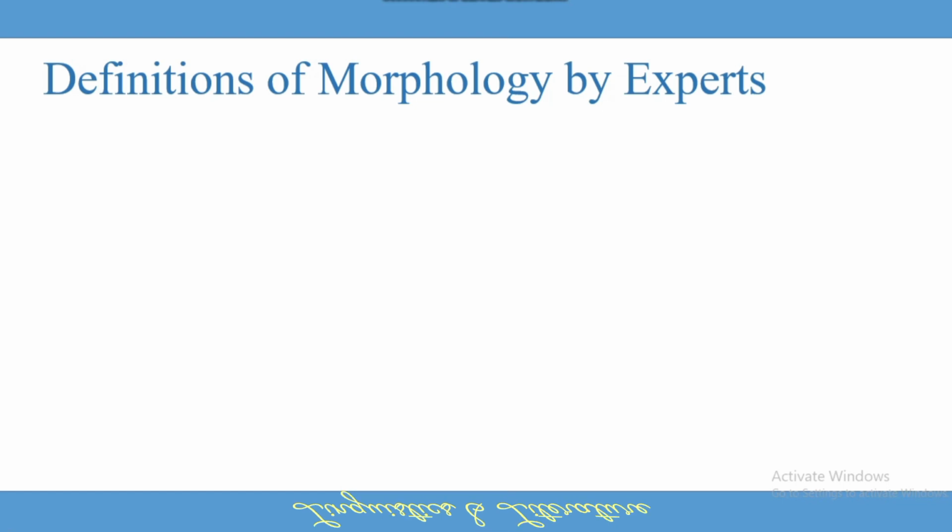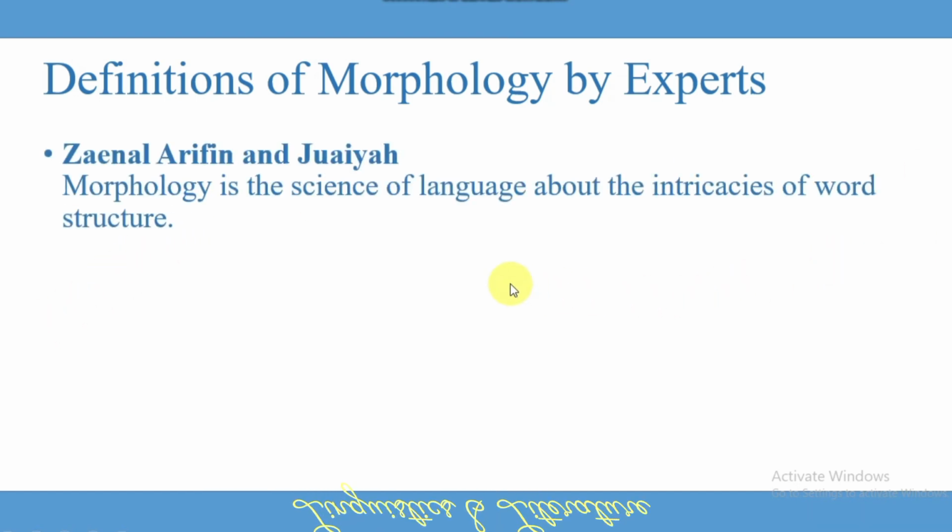Bound morphemes have further types like derivational and inflectional morphemes. And the free morpheme also has types like the lexical morpheme. Okay, we have discussed this in another video. I will mention that video in the description.